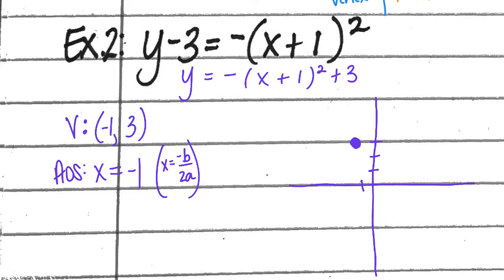And now I'm going to graph knowing the pattern, and that is from this point, I'm going to go over 1, down 1. Why am I moving down? Because of this negative right here at the a position. Over 1, down 1. Over 1, down 1, 2, 3. 1, 2, 3. And that's going to give me my graph.